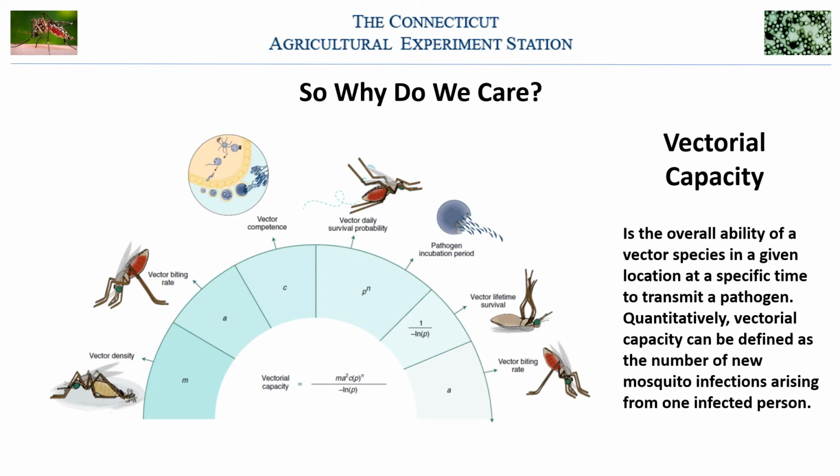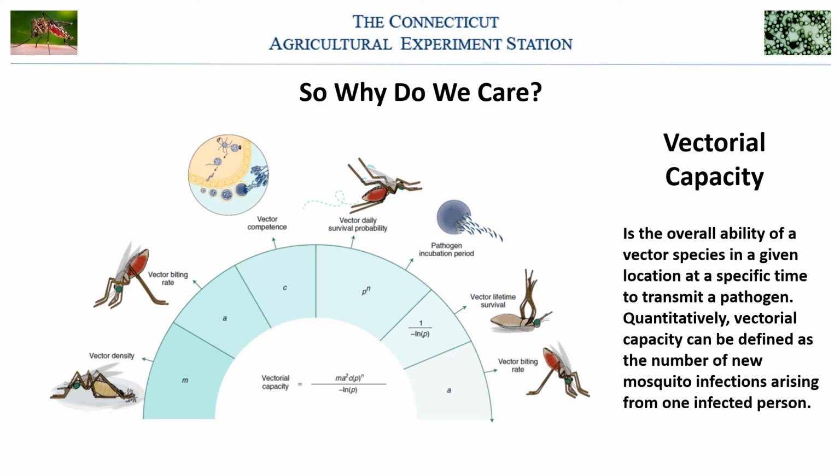So why do we care about this? To model what the larger effect this would have during an epidemic, we use this concept called vectorial capacity. This is the overall ability of a vector species at a given location at a specific time to transmit a pathogen. Quantitatively, vectorial capacity can be defined as the number of new mosquito infections arising from one infected person.